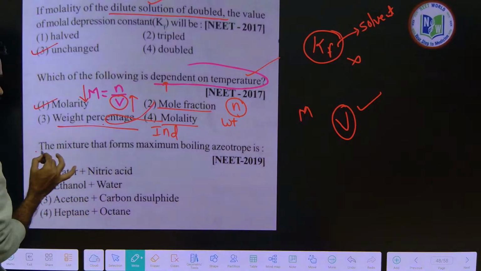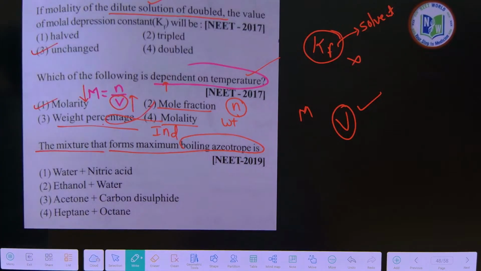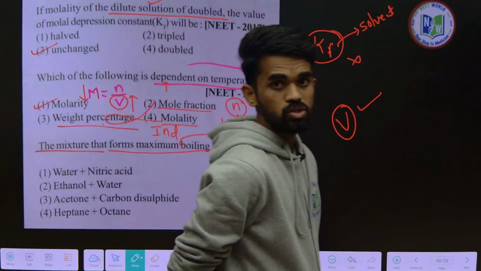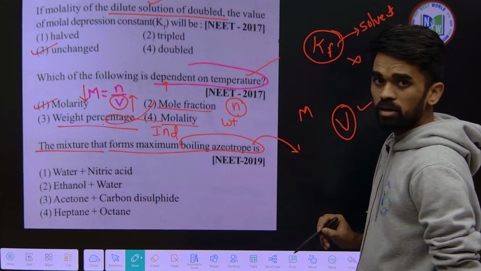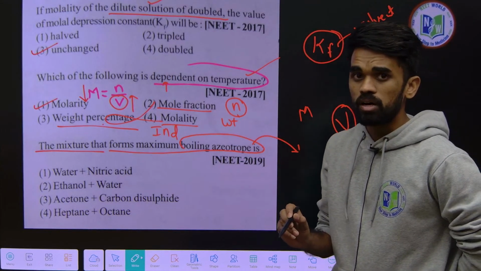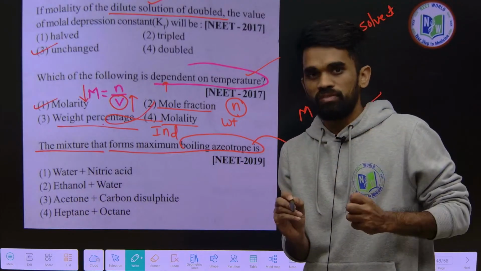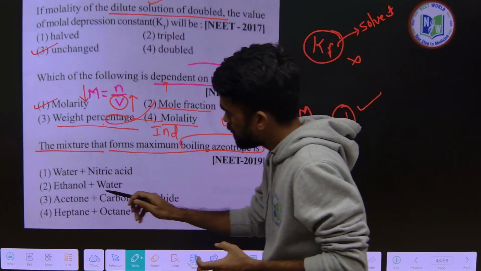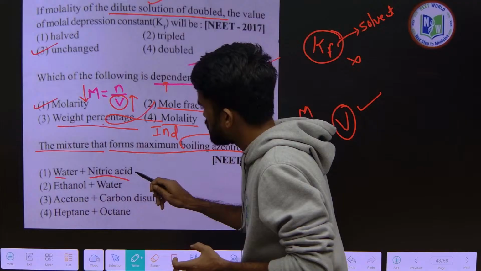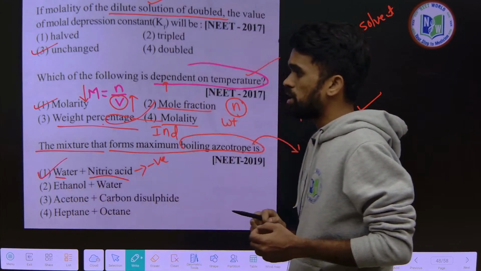Next, the mixture that forms maximum boiling azeotropes. How can we identify maximum and minimum boiling azeotropes? Very simple. Maximum boiling azeotropes are those mixtures which show large negative deviation. See, water plus nitric acid is a negatively deviated solution. So this will form a maximum boiling azeotrope.